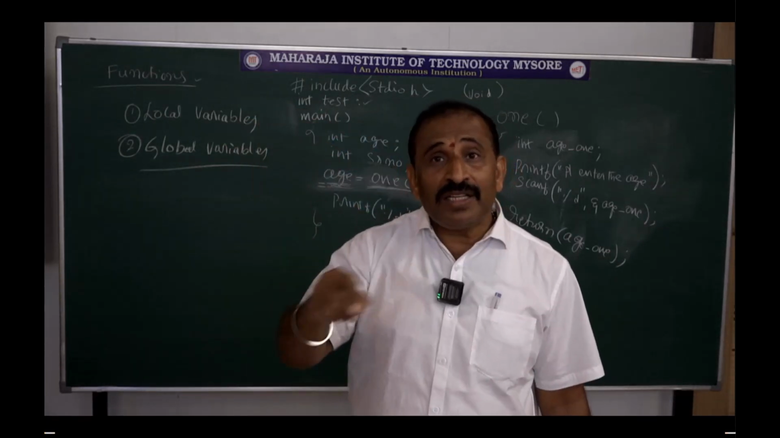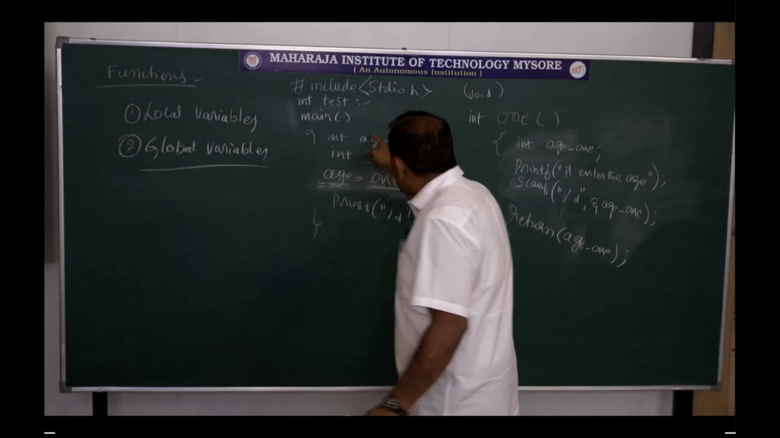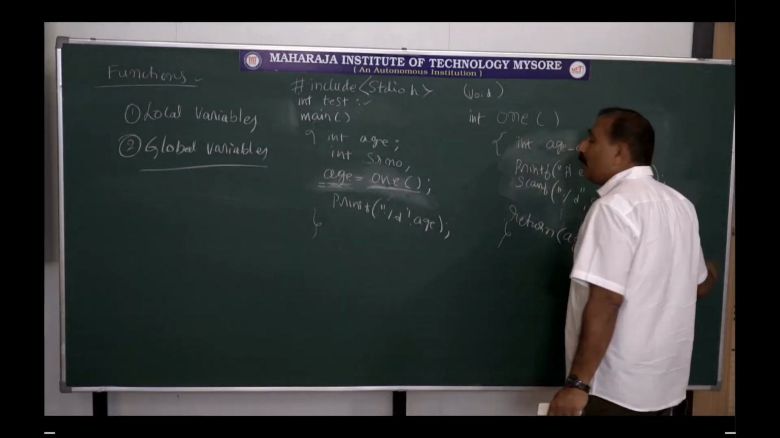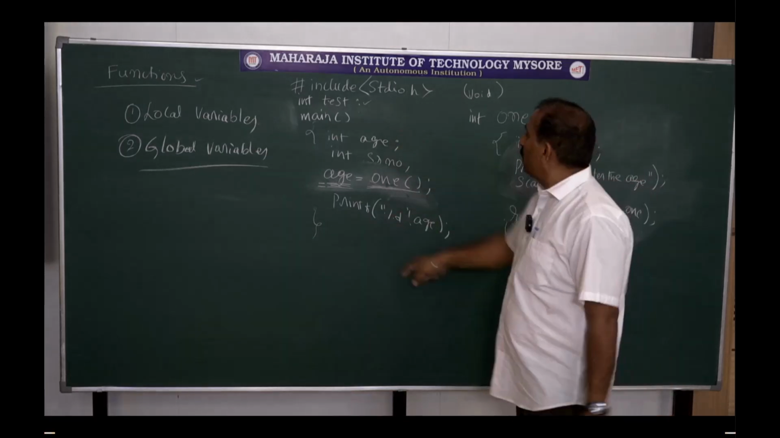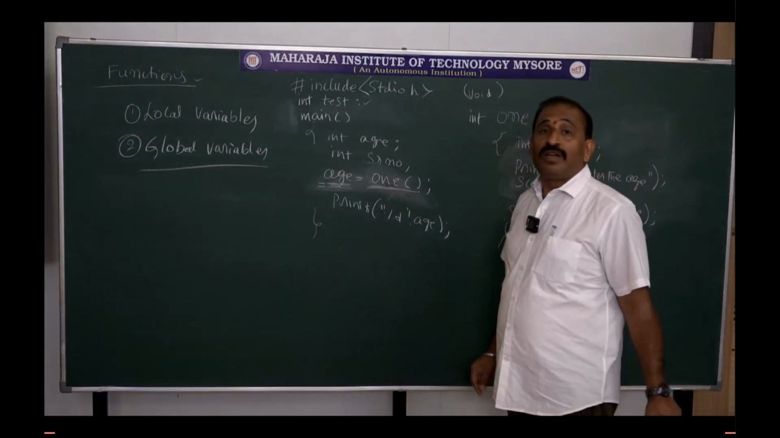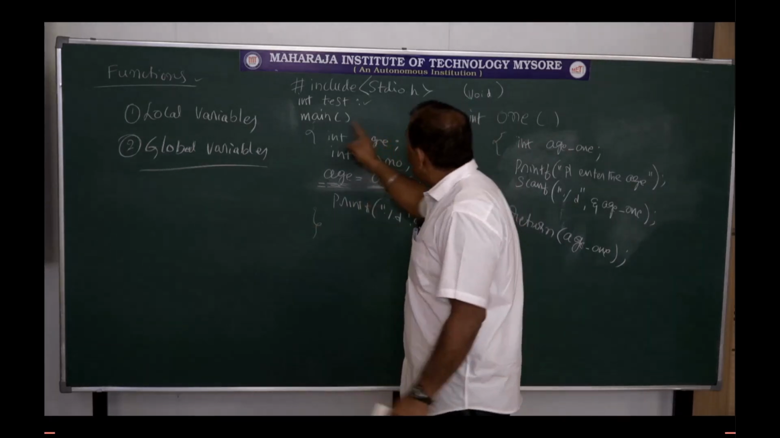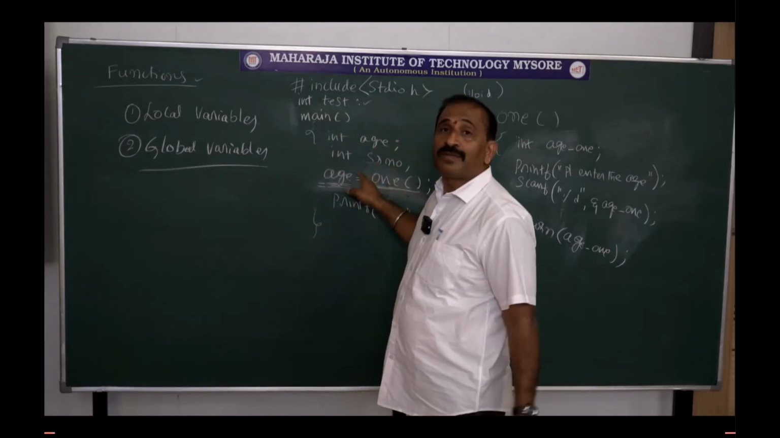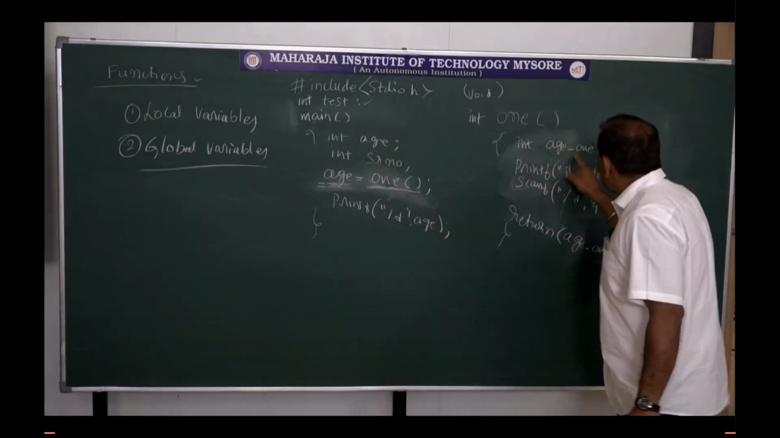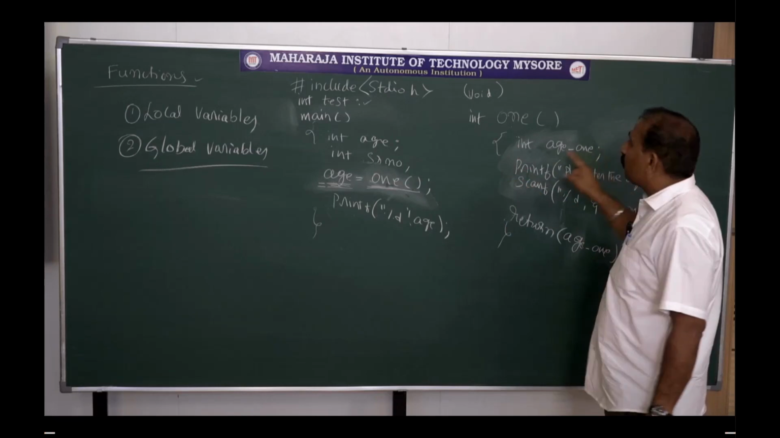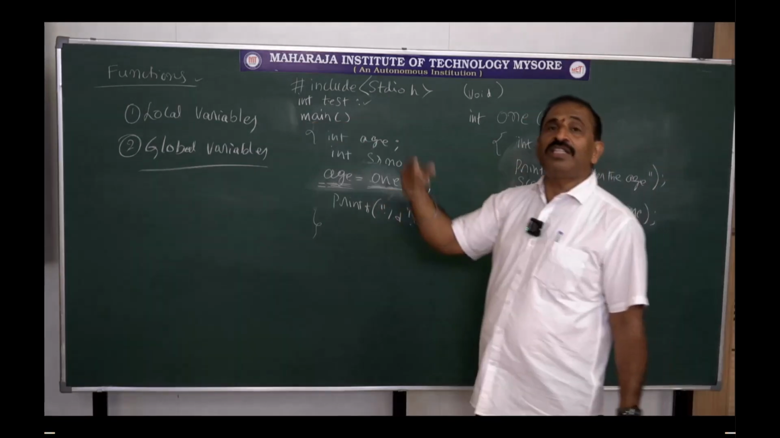E is valid, E can be used here also, and here also. Your PT master can be used anywhere. Whereas age is a local variable, and should be used only within this function. Similarly, age underscore 1 is a local variable, and you should use it only within this function. If you use it anywhere else, it shows an error.